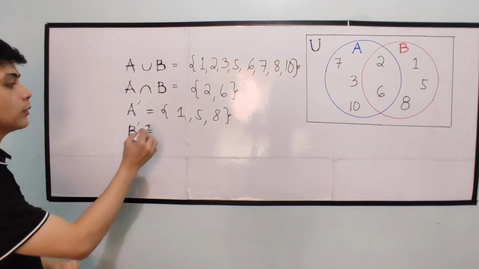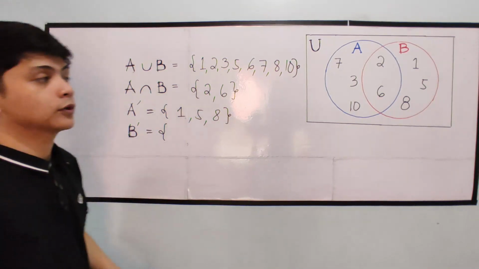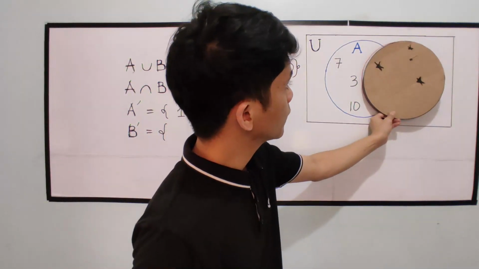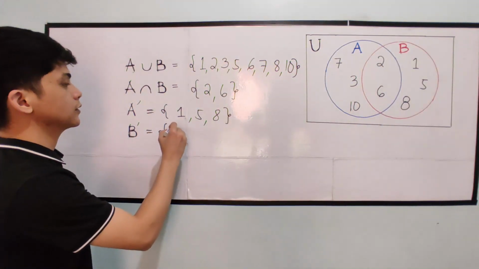And then, complement of B naman. So dito naman, yung B naman yung tatanggalin natin sa universal set. So tanggalin natin yan. So anong matitira? 3, 7, and 10. So yun lang yung sagot.